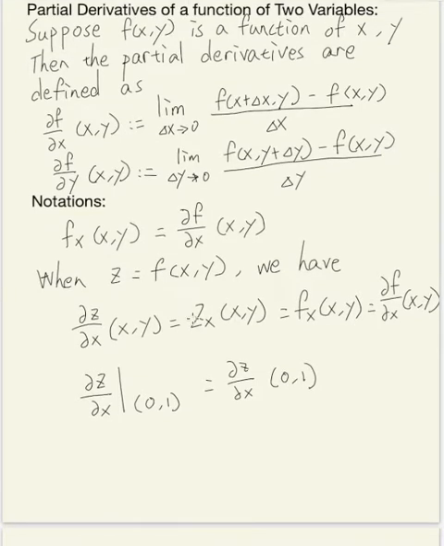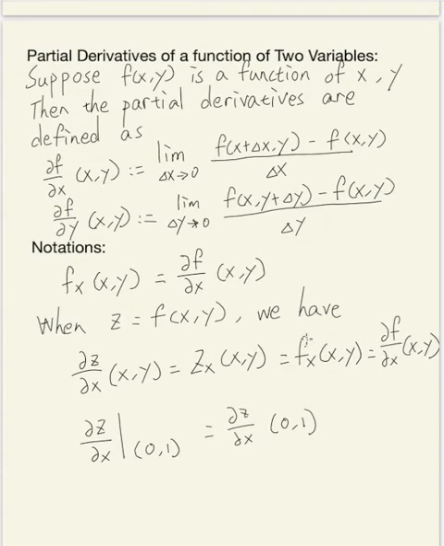One thing I forgot to mention. For example, when we are writing using the notation f sub x, we in general do not use this evaluation notation with the 0, 1 on the bottom. It's hard to say why. I guess it's just a tradition. We usually only use this when we have dz dx or df dx.